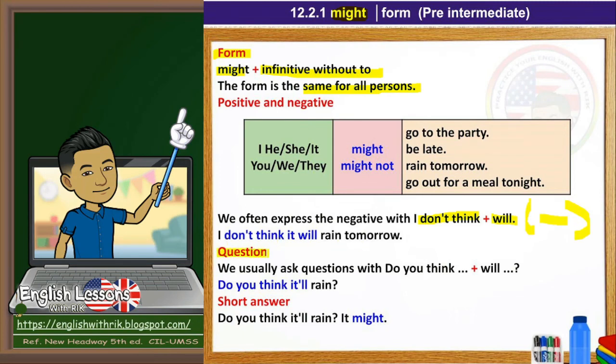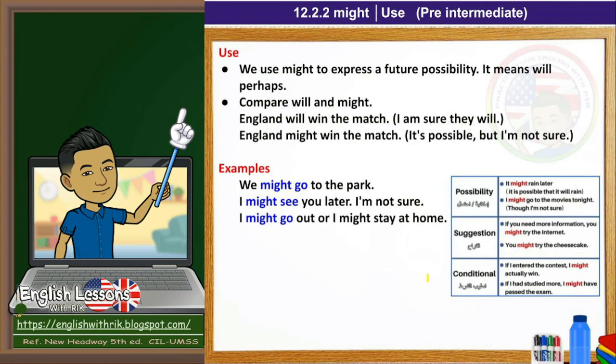Question. We usually ask questions with do you think plus will. Do you think it'll rain? Short answer. Do you think it'll rain? It might. Use. We use might to express a future possibility. It means will perhaps.